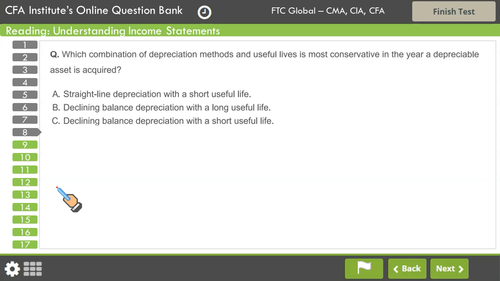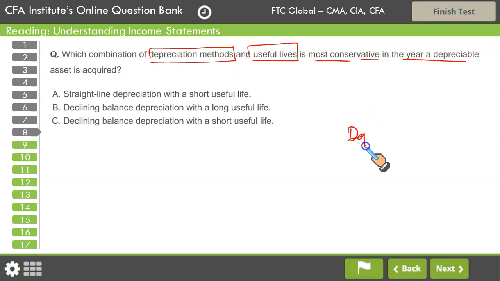Next, which combination of depreciation methods and useful lives is most conservative in the year a depreciable asset is acquired? Being more conservative means charging the highest possible depreciation and taking as little estimated life as possible. The estimated life should be as short as possible. Depreciation should be highest and the estimated life should be as short as possible.